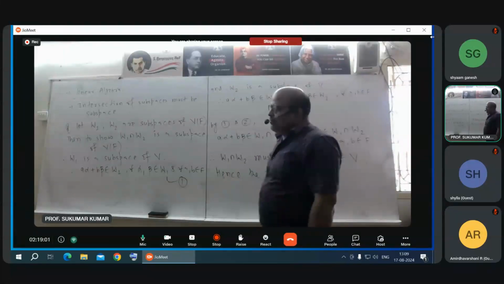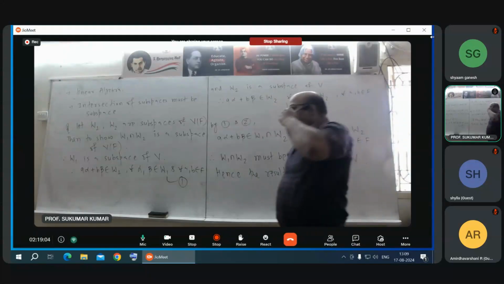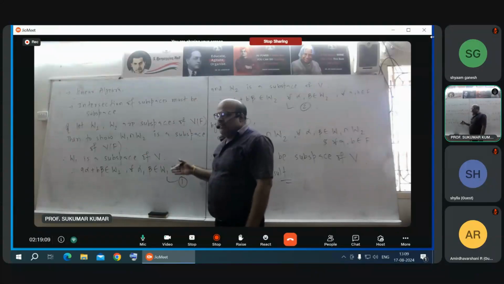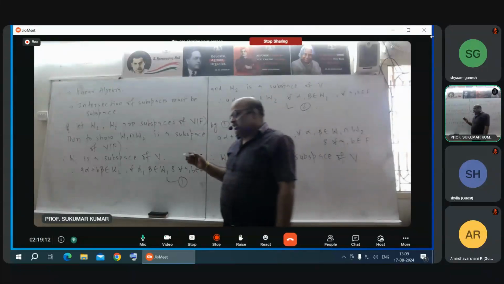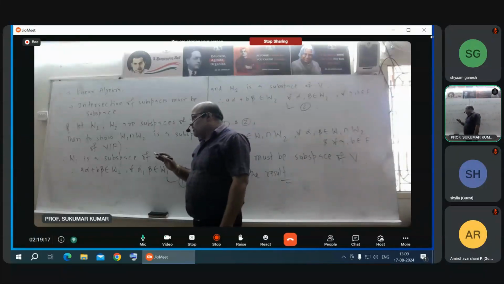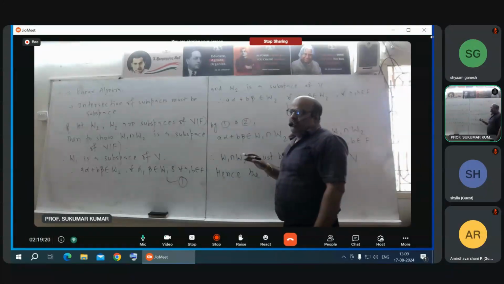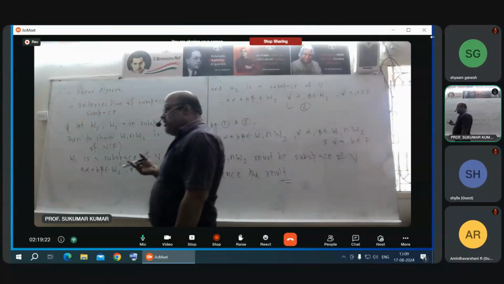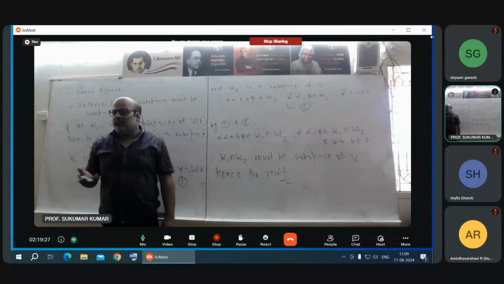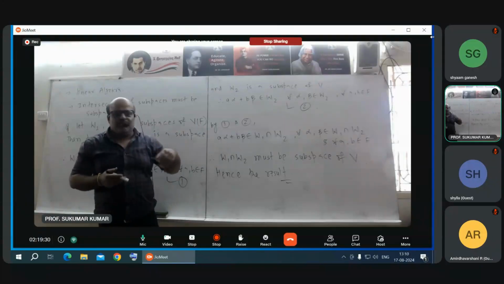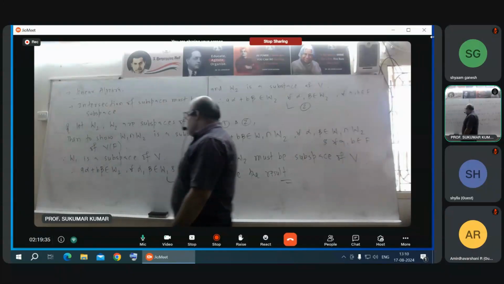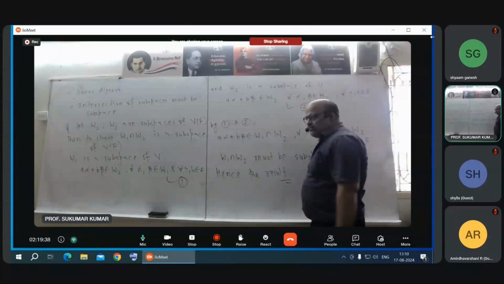So the intersection of subspaces must be a subspace. This is the basic proof. W1, W2 subspaces are given. Then they are closed under addition and under scalar multiplication. So A alpha plus B beta belongs to W1 and A alpha plus B beta belongs to W2. So for all alpha, beta belonging to W1 intersection W2, A alpha plus B beta belongs to W1 intersection W2. So that is a subspace. Okay.